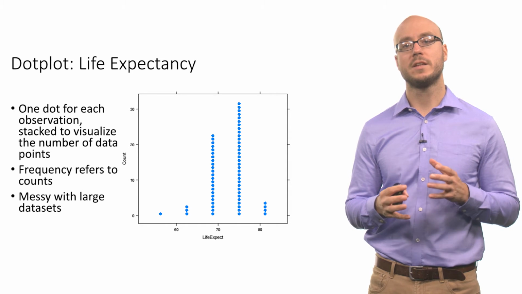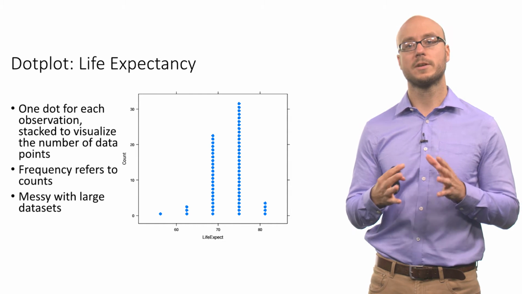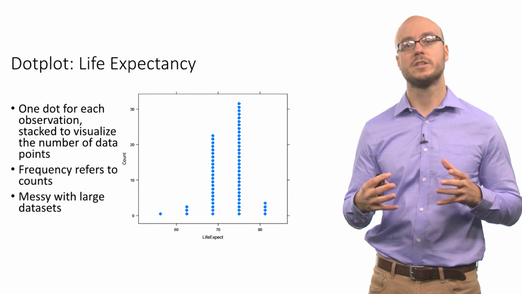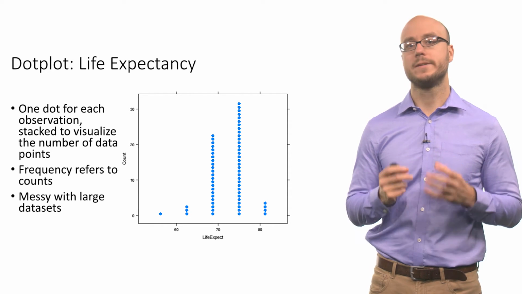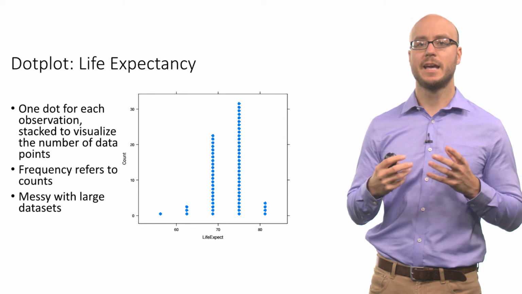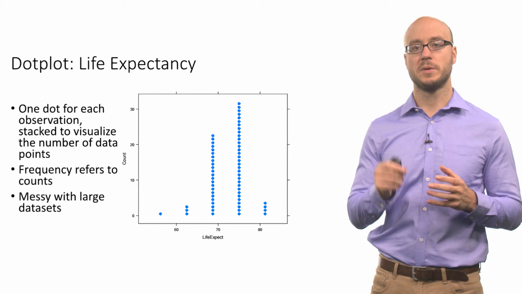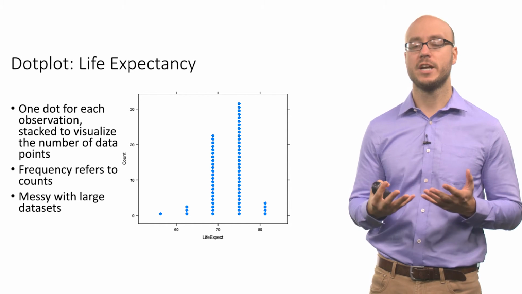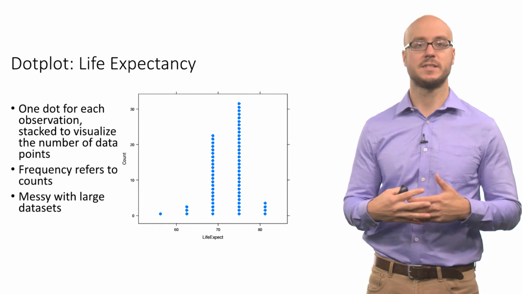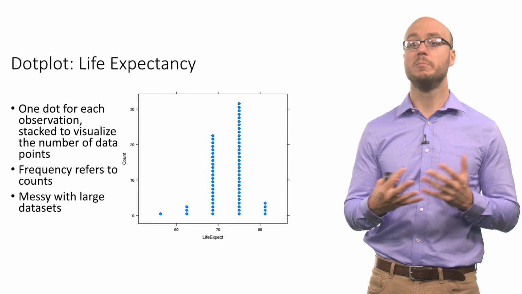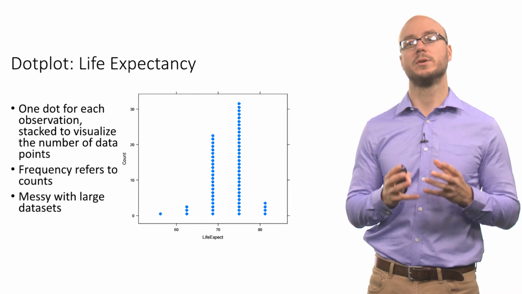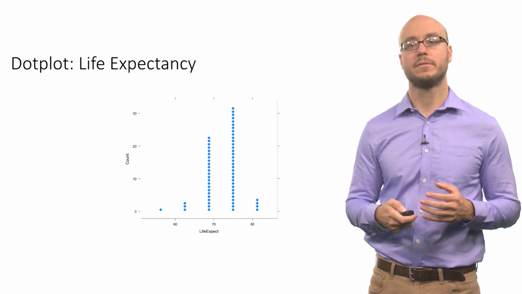So you can see here that for a lot of countries there's some clustering in terms of life expectancy, but there's some variation as well. One issue with a dot plot is that it can be messy with large data sets because you're plotting each observation, each data point. If you have a large data set with many observations, let's say a data set of 1 million people, a dot plot will be very messy because you have too many data points to put on one graph.